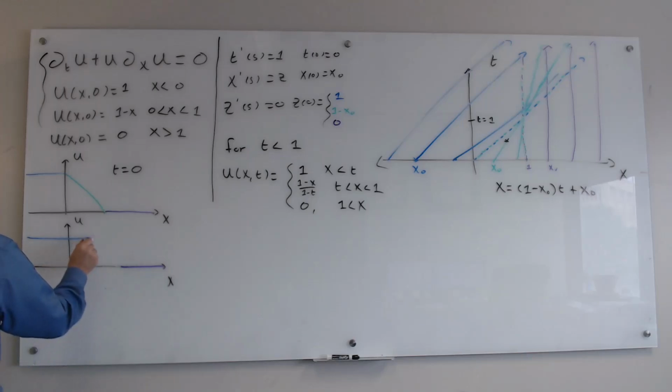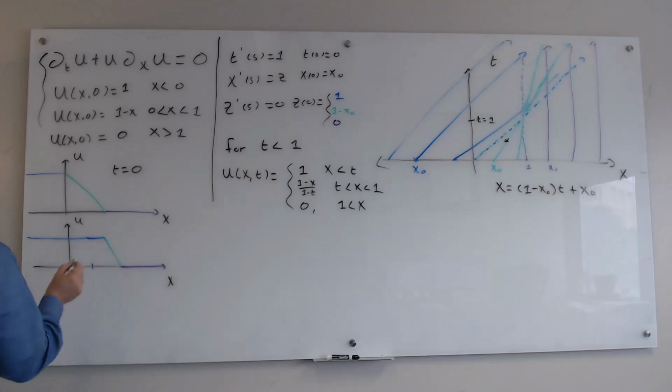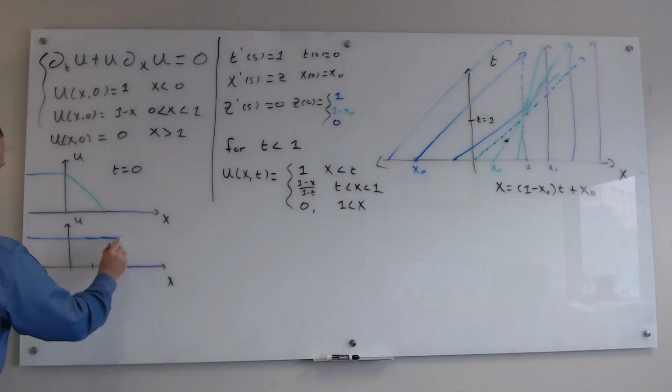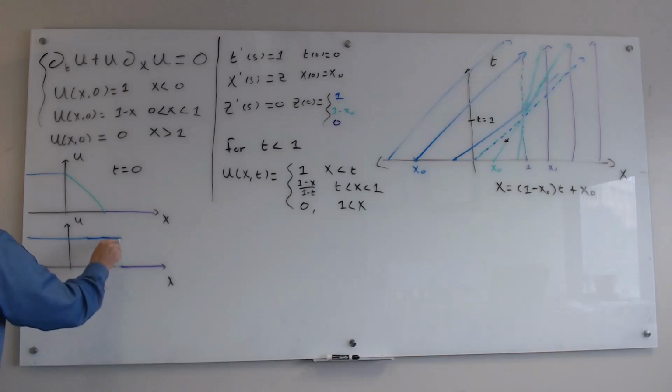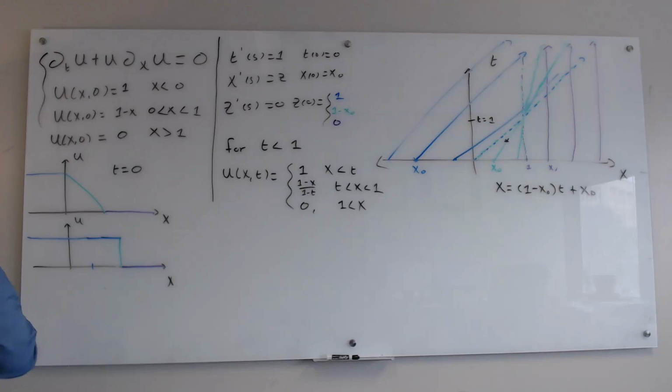It'll be like this, and then a sharp downturn like that. And then if we look in the limiting case when t is equal to 1, we're going to have something like this and something like that. So this is here t is equal to 1.